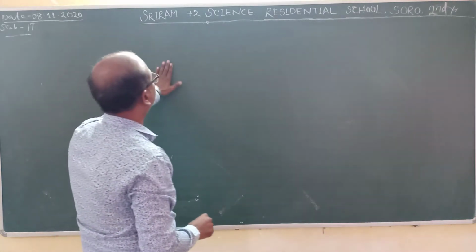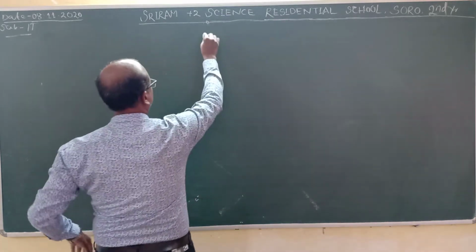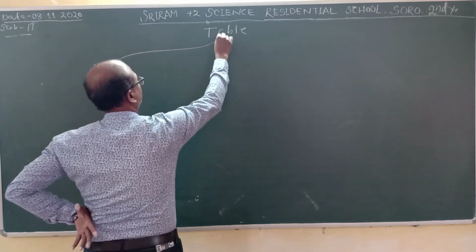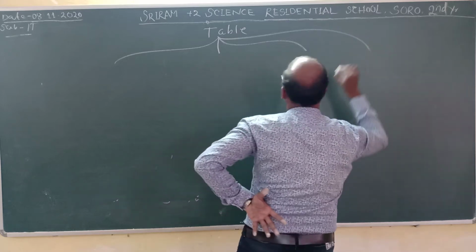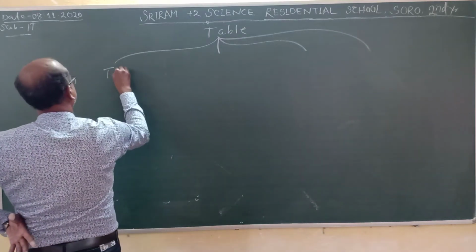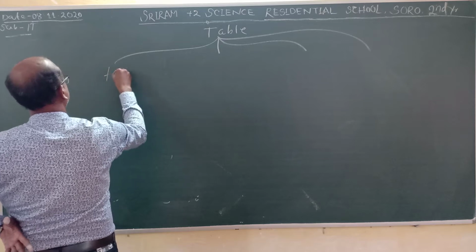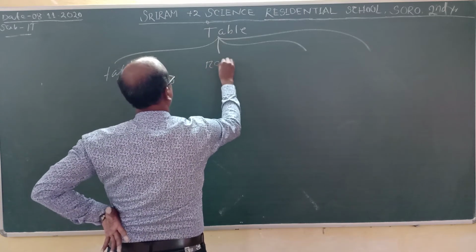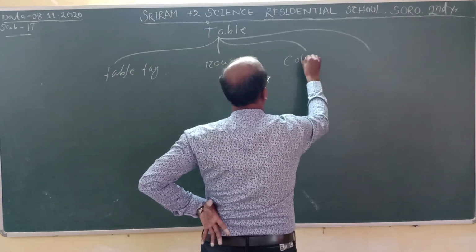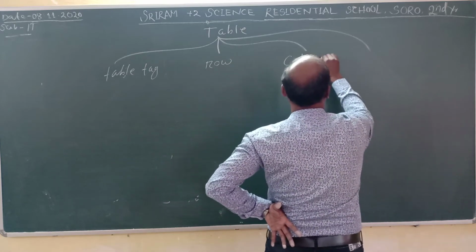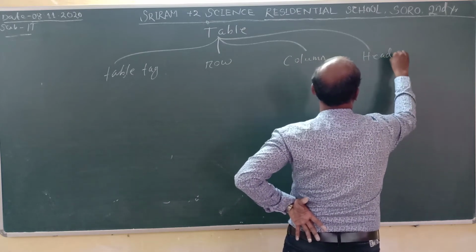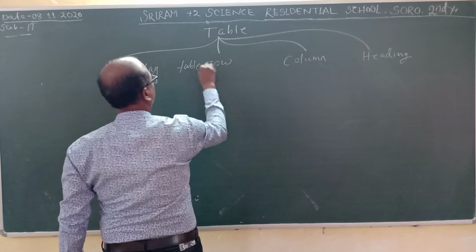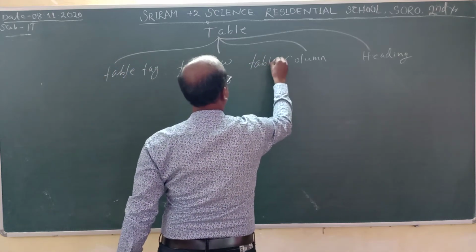In a table there are generally 4 sections. One is the table tag, one is row, one is column, and another is heading. Table tag, table row, table data and table heading.